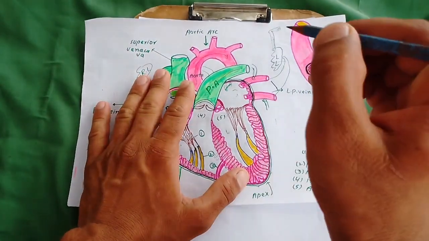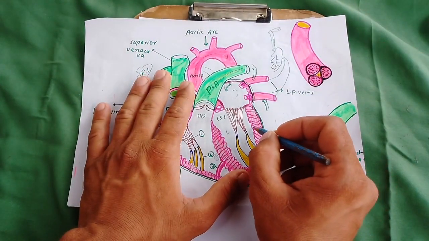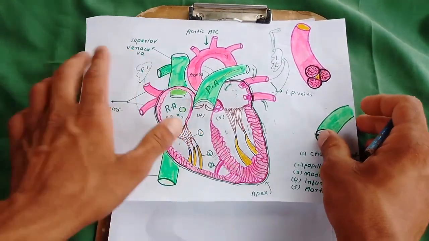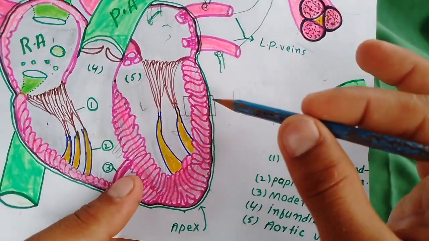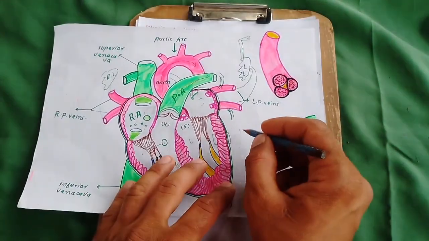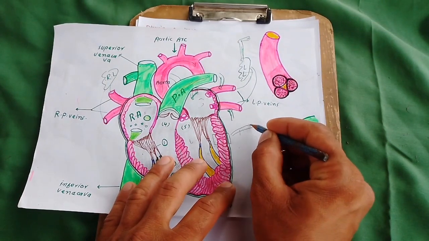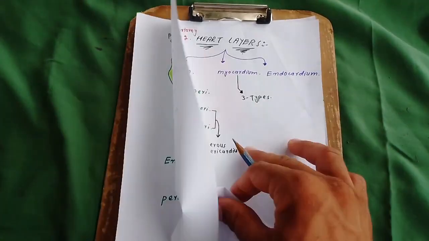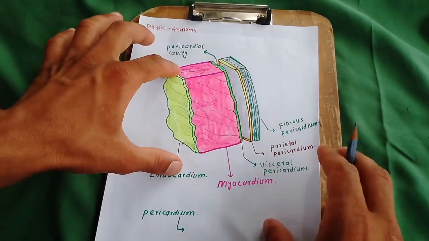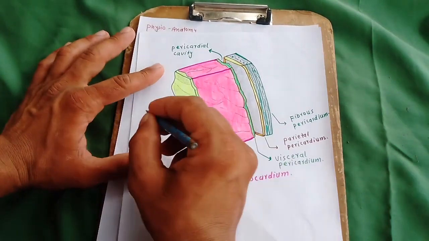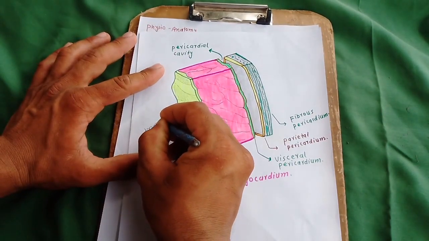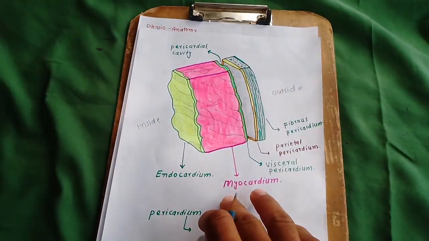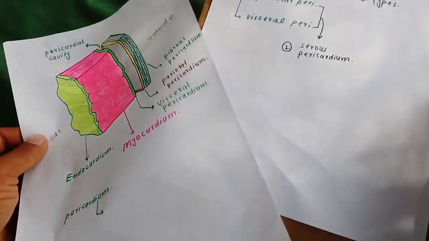Suppose I zoom into only this small area, as you can see here. Look at the next page. The zoomed area is just like this one. This is the inside, and this is the outside. So what are the layers of the heart?